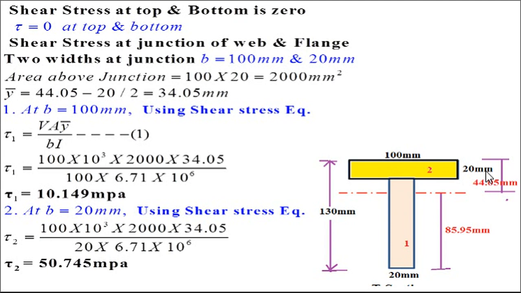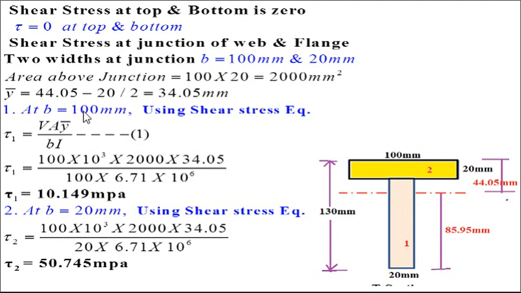Area above junction is 100 into 20, into y bar. Y bar means what? From the neutral axis. This is the neutral axis. From the neutral axis, what is the center of this particular figure? Total depth is 44.05 from the neutral axis. From that, if you remove this top 10, you will get the distance of this centroid from the neutral axis. 44.05 minus 10, it will be 34.05 mm. Same thing I have shown here: 44.05 minus 20 by 2, 34.05.